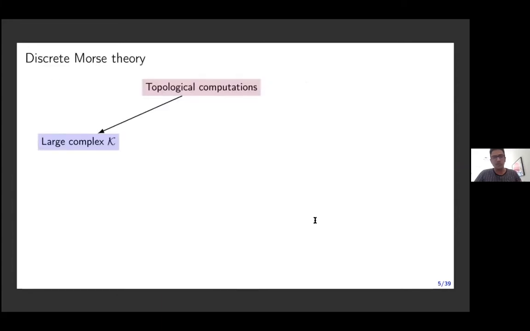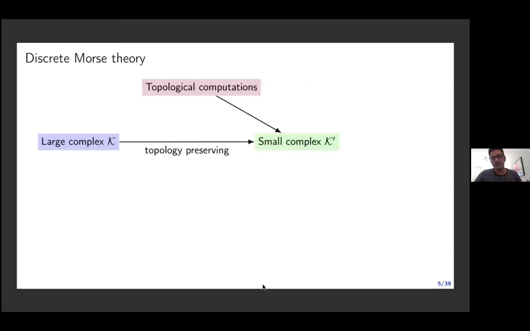So the motivation for studying this problem is that in topology, you often encounter the scenario that you have a large complex and you want to do some topological computations. And it would be convenient to have, let's say, an efficient topology-preserving transformation that takes this large complex to a smaller complex, so that we can perform these expensive topological computations on the smaller complex.